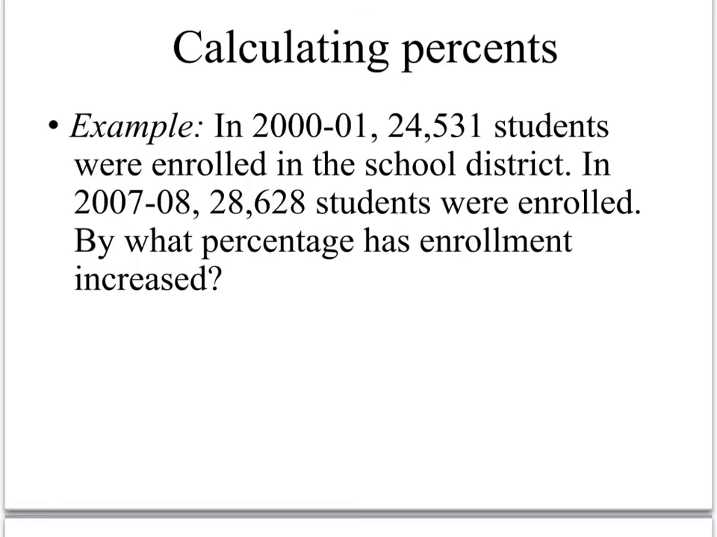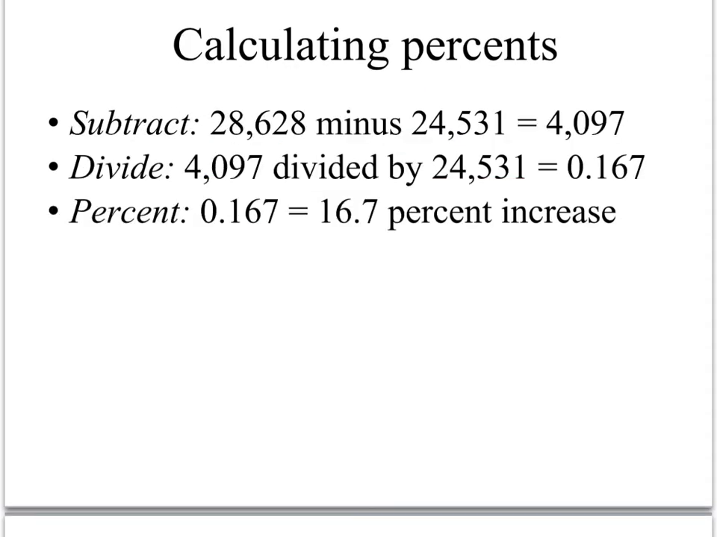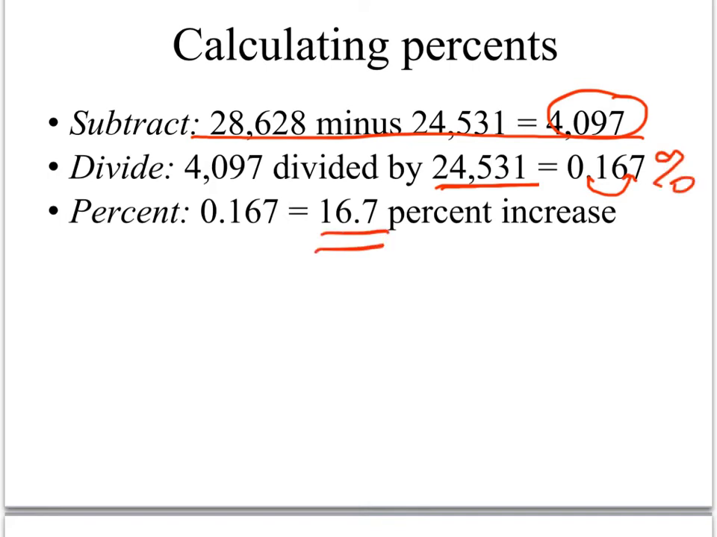Here's another example. Okay, we've got 24,000 students in 2000. We've got 28,000 students in 2007. Okay, we've got two numbers. We've got a change over time. We figure out how much has enrollment increased, and we know it's increased because this number is smaller than this number. Okay, what do we do first? We find the difference. We subtract. Okay, this is our difference. We divide it by the earlier number. We get our decimal here. Move your decimal point 2 places to the right. You get your percent. And we know it's an increase because that first number is smaller than the second number.